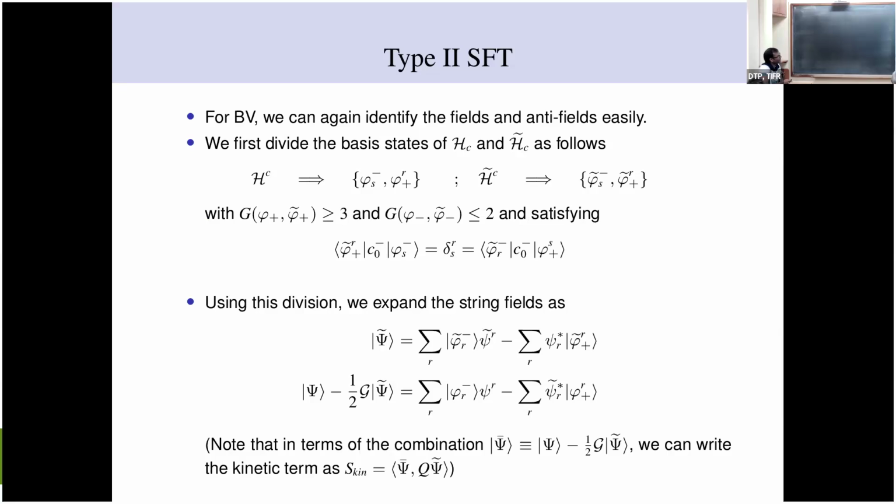And again, you can give a BV interpretation. So again, you divide the basis states of H C and H tilde C into states with positive and negative ghost number, and then you expand the string field. I'm going very quickly. So you can expand the string field in this way.